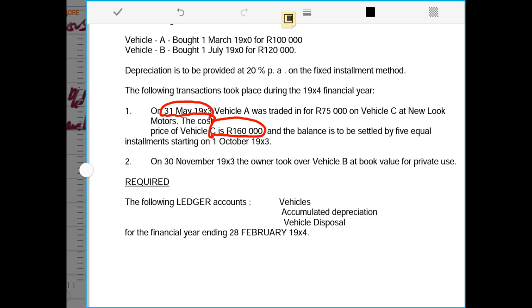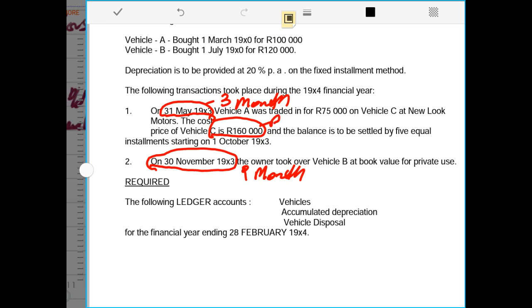for motor vehicle C. Now for motor vehicle B, it was taken by the owner on the 30th of November. It means 1993. It means it was in the business in March, April, May, June, July, August, September, October, November. That means here it will be 9 months. And here it will be 3 months.